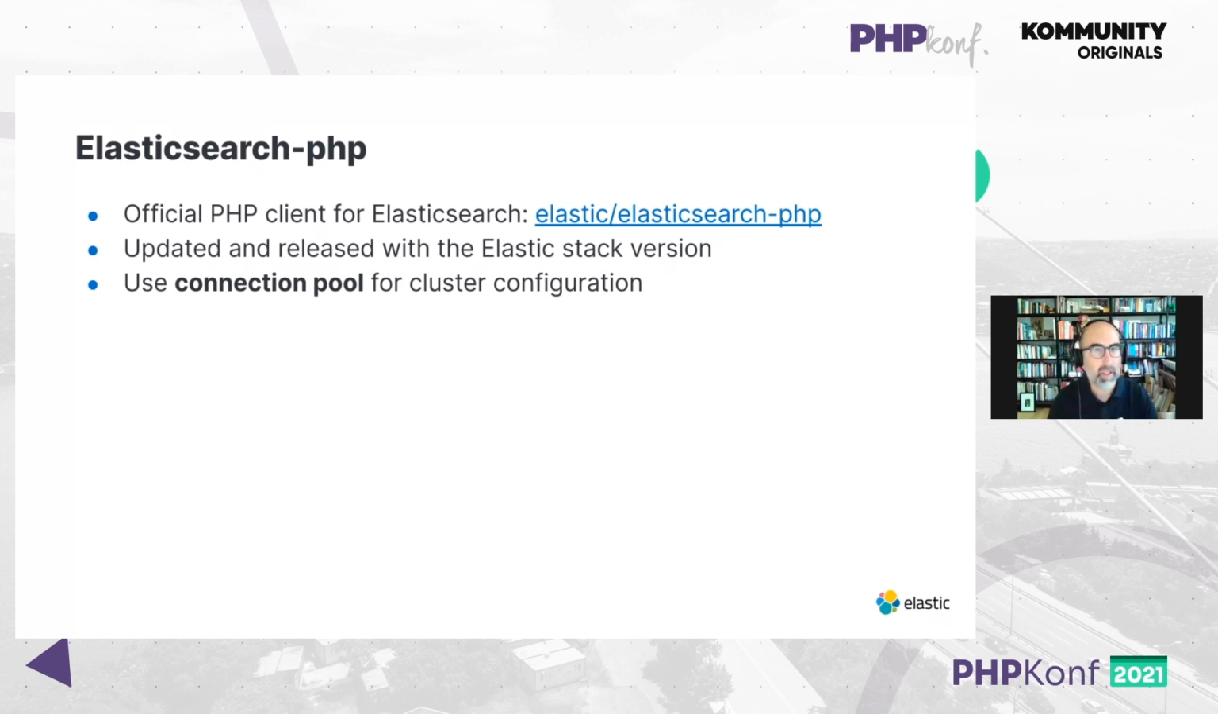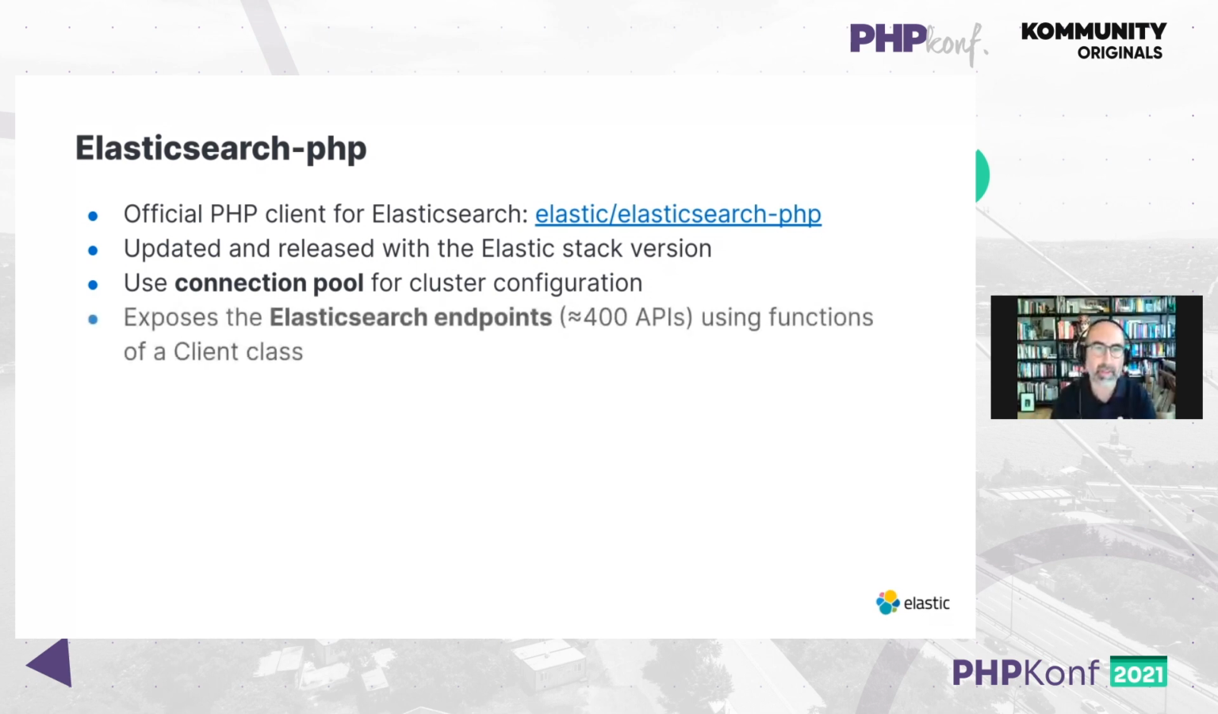The cool feature of this client is that it uses a connection pool for cluster configuration. So basically it means that if you are running an instance of Elasticsearch on different nodes, you can specify the IP address of these nodes into Elasticsearch-php, and the client itself will manage a connection pool for you. So you don't have to manage manually using a round-robin algorithm, whatever. It's already in place in the client.